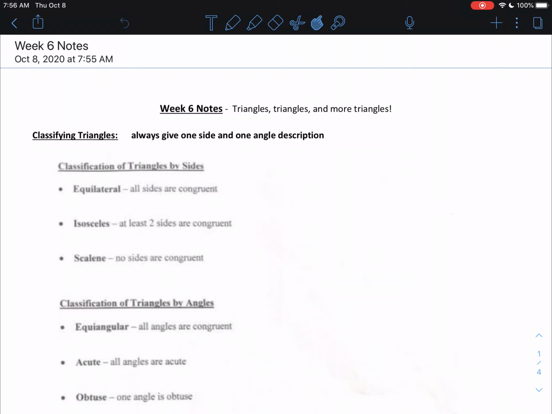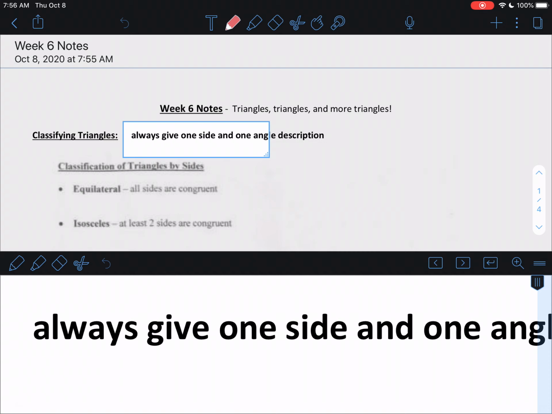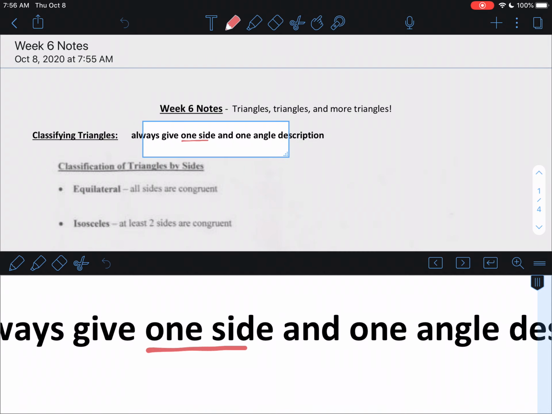All right, so when we classify a triangle, we always want to give one side and one angle description. Do you need to do this? It says you always should. While I agree, we're going to see soon that there are some cases in which you don't need to, because if you know the side classification, then you know the angle classification as well, or vice versa.